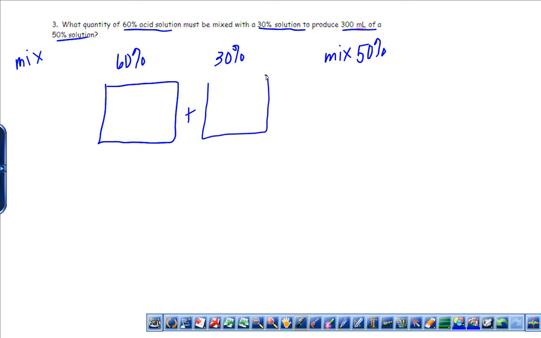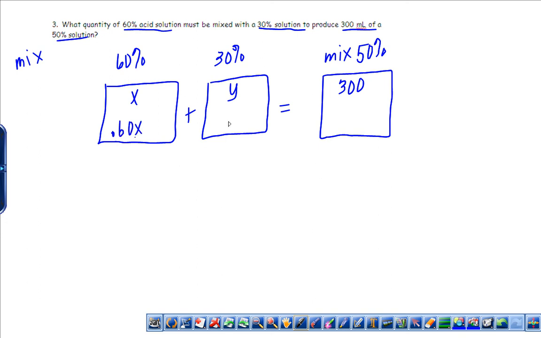So we don't know how much is the 60%. We don't know how much is the 30%, but we do know we're getting 300 milliliters of the 50%. Now we can add in our percentages. So this is 60% of the first one, 30% of the 30% mixture, and then the mixture is going to be 50%.